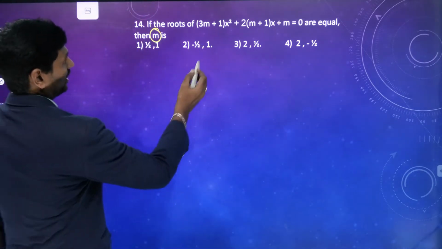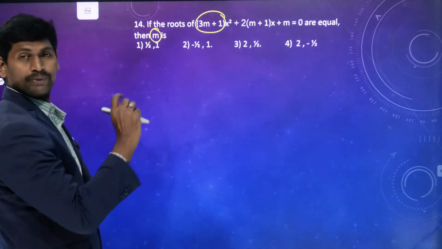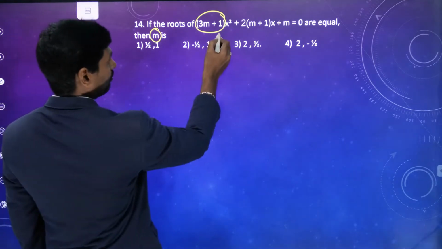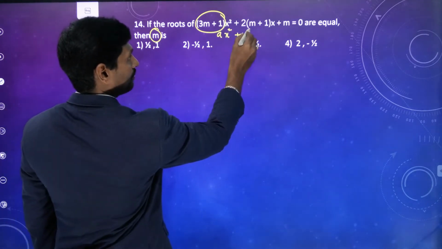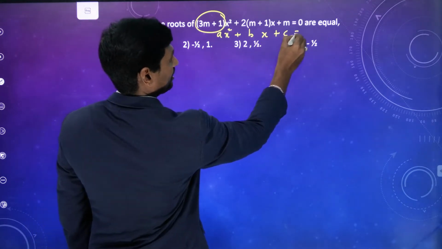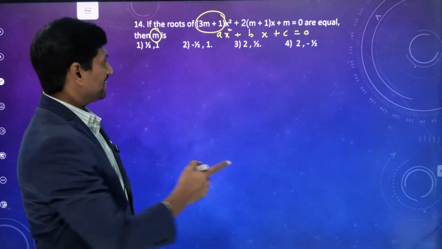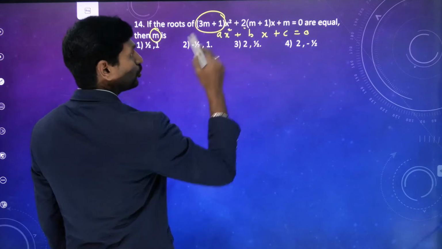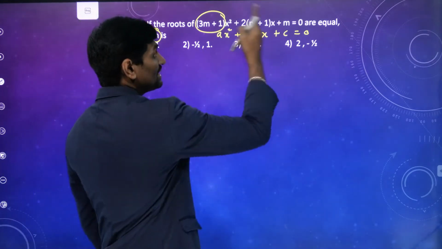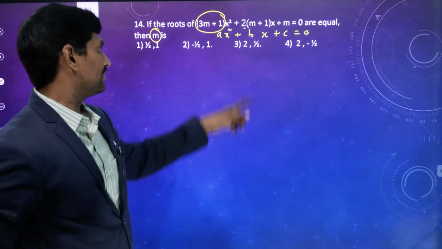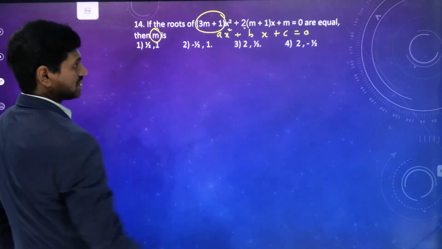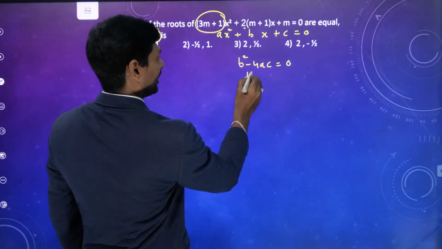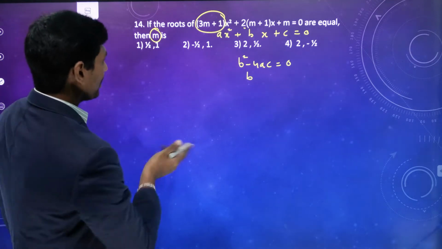Now here, just compare the given quadratic equation with its general form. What is the general form? Ax square plus bx plus c equal to 0. A is nothing but the x square coefficient, that is 3m plus 1. B is the x coefficient, 2 into m plus 1, and c is the constant term, nothing but m. So for equal roots, simply b square minus 4ac value is 0. We can write b square equals 4ac.